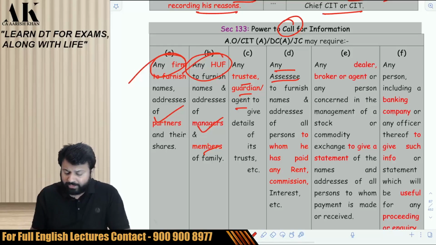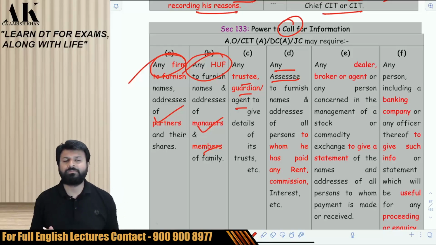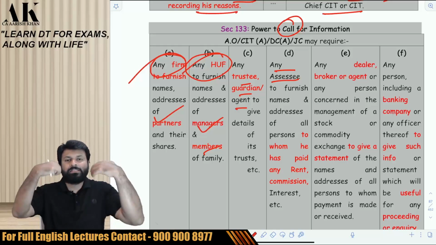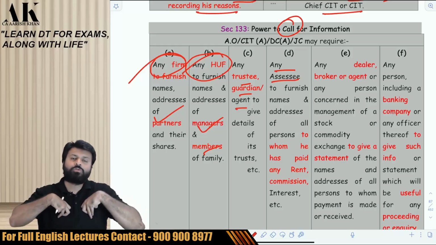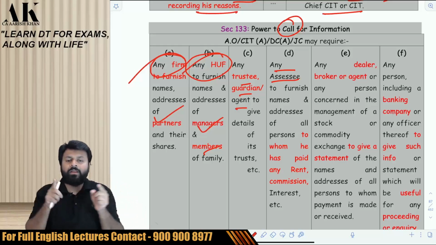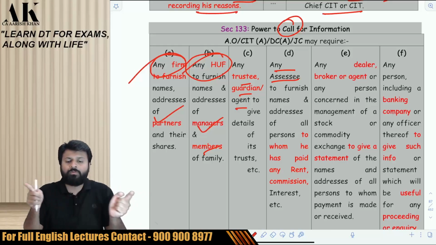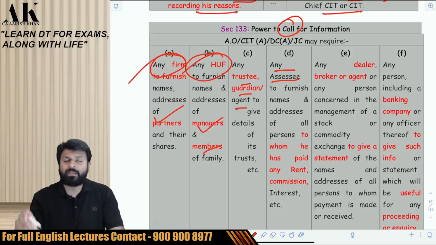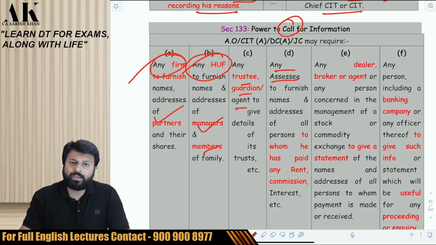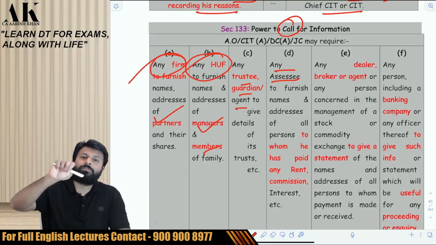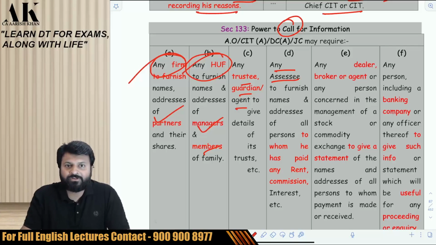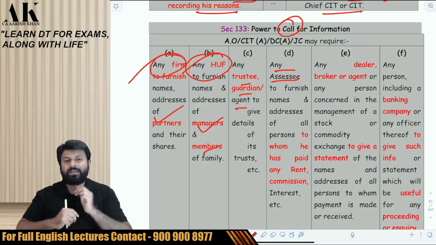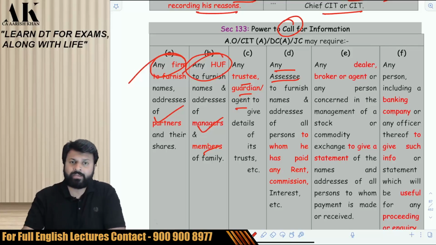This notice can be sent to any assessee who pays certain rent to someone. Suppose I am paying some rent to my landlord, the department may send me a notice to call for information: to whom all you pay rent, to whom all you pay interest, to whom all you pay commission, etc. So that the person to whom I pay rent, commission, or interest, are those persons responsible enough to show their income under the income tax law? This is the kind of cross verification that the department is getting into.